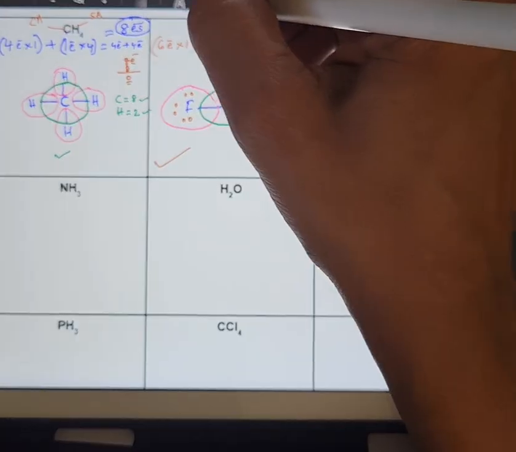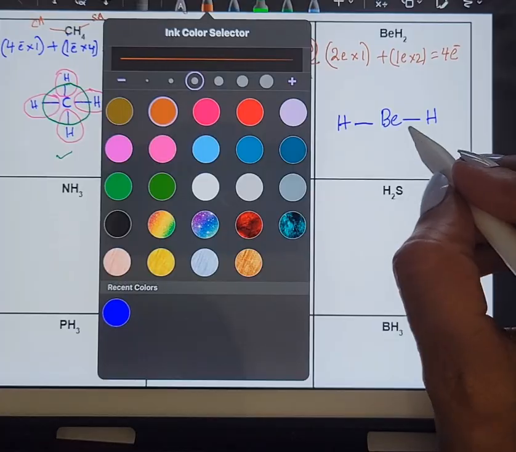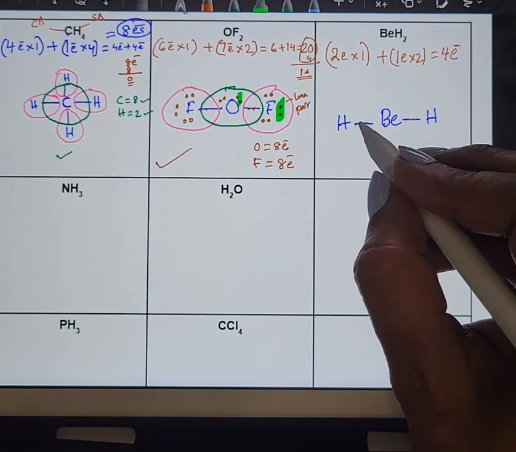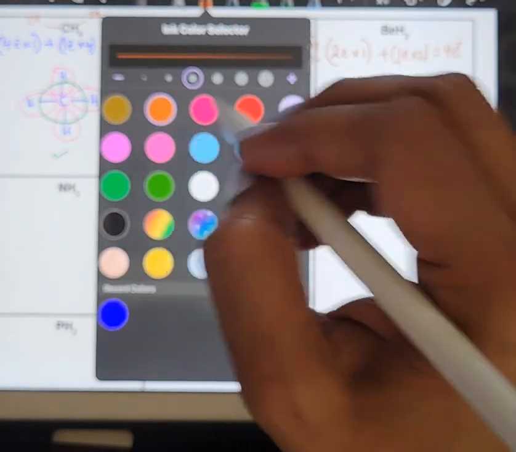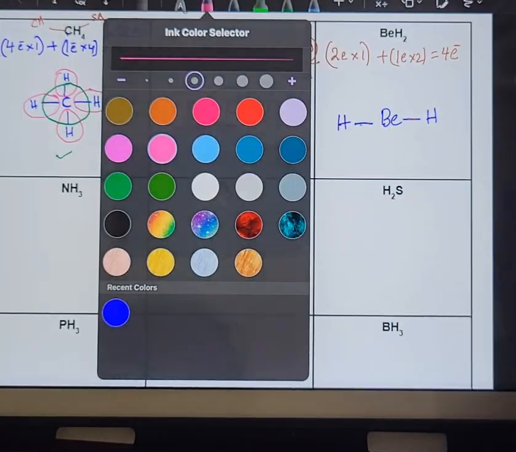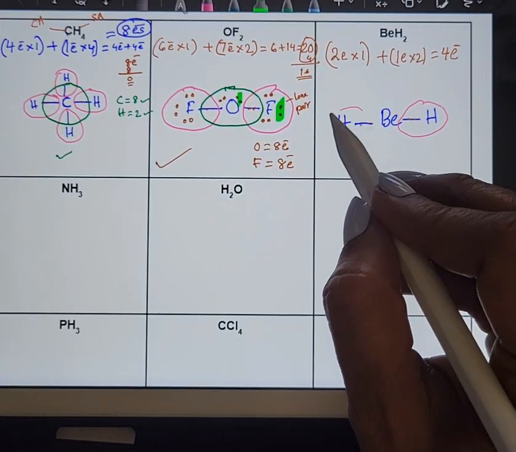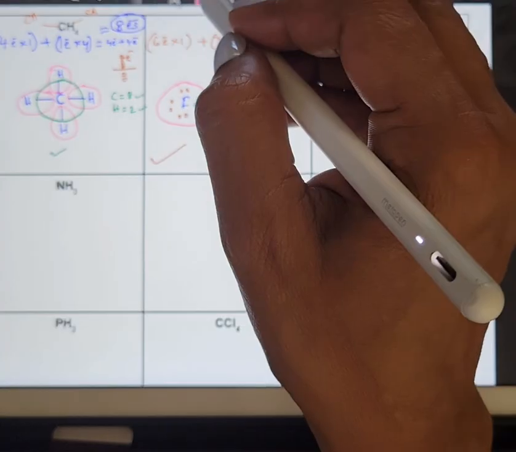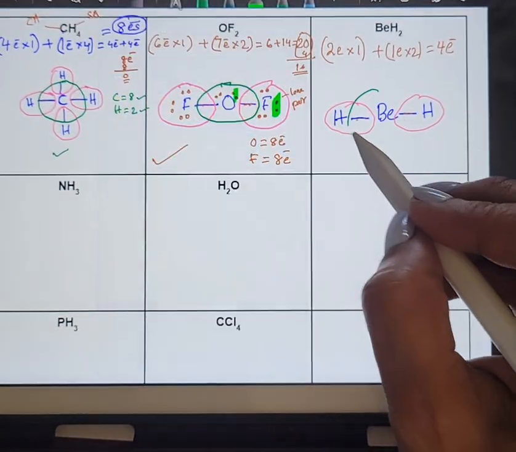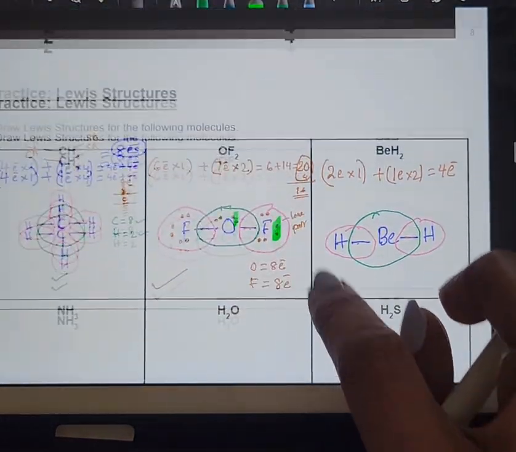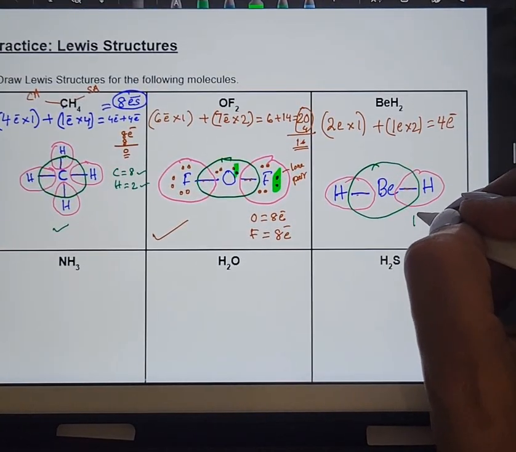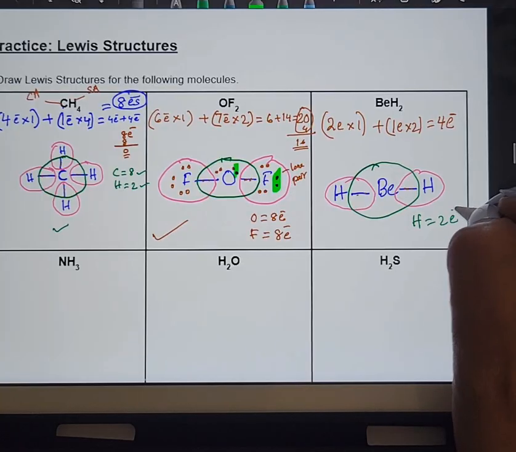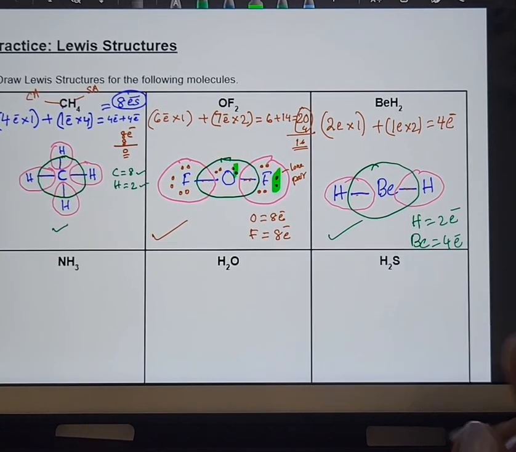So we had only 4 electrons. I'm going to check how many we used. Each bond is 2. There is 2, 2. Already how many we used? We used 4. Now check whether all the atoms are happy or not. So this hydrogen has how many? 2 electrons. Hydrogen needs only 2. They are happy. And beryllium has how many? Beryllium has 4. See, those are the exceptions we wrote earlier. Beryllium needs only 4. So hydrogen has 2, it is happy. Beryllium has 4, that is also happy. And our structure is correct.